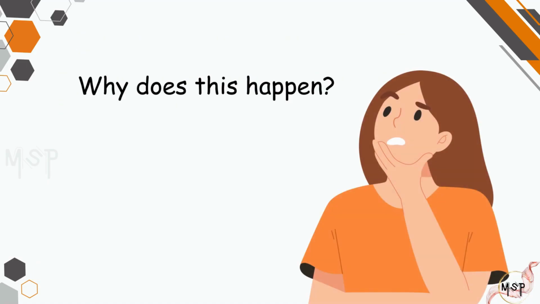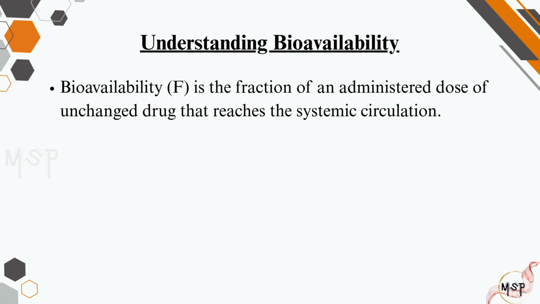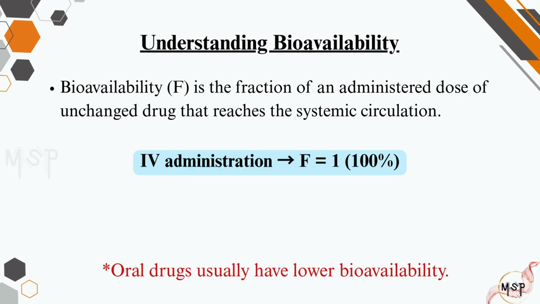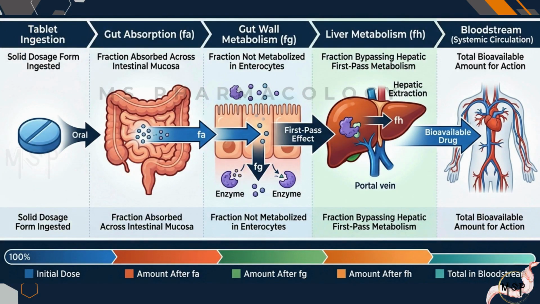Why does this happen? Before understanding the first pass effect, one must define bioavailability, F. It is the fraction of an administered dose of unchanged drug that reaches the systemic circulation. For intravenous administration, F equals 1 or 100%. To understand why, let's look at how oral drugs move through the body.